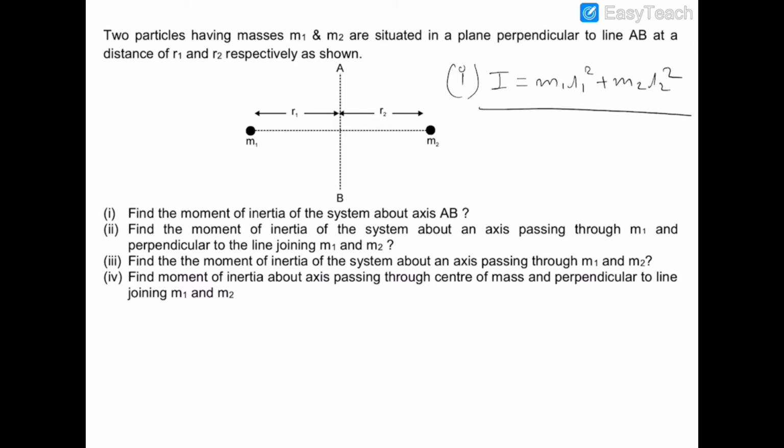Now we have to find out the moment of inertia of the system about an axis which is passing through m1 and perpendicular to the line joining m1 and m2. So let us draw an axis which is passing through m1 and it is also perpendicular to the line joining m1 and m2. So the moment of inertia of the system about this axis would be I is equal to m2 into (r1 plus r2) square.